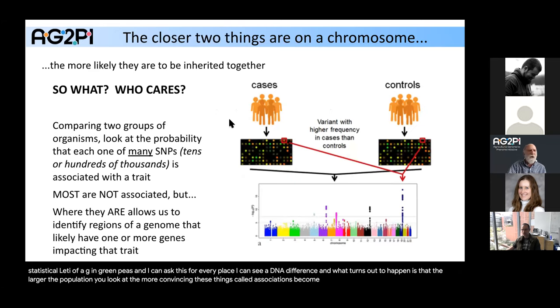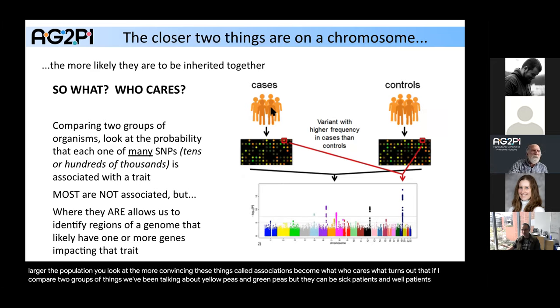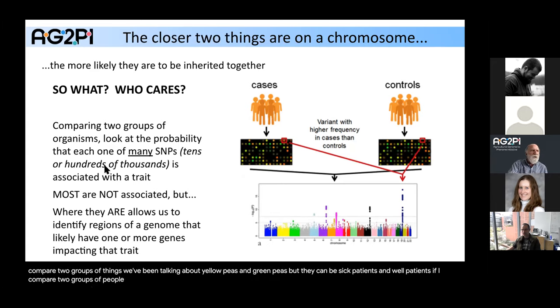All right, so what, who cares? Well, it turns out that if I compare two groups of things, we've been talking about yellow peas and green peas, but they can be sick patients and well patients. If I compare two groups of people, I can look at the probability that a single nucleotide polymorphism, and I can look at tens or even hundreds of thousands in these organisms, what's the chance that a particular base occurs at a particular position in the genome more often than is statistically predicted by chance in just the sick patients, but not in the healthy patients?